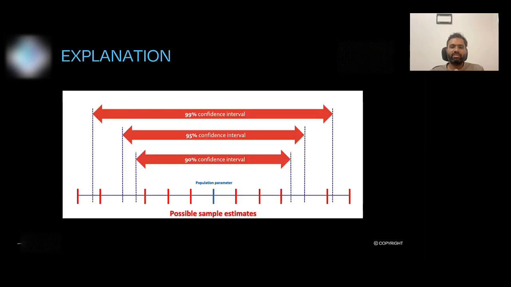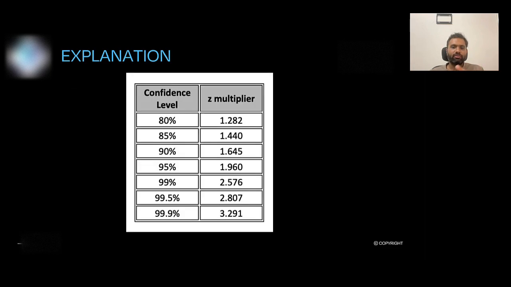So you can visualize the confidence interval like this. According to the various levels of confidence, various Z multipliers are also given. Z is nothing but the standard normal random variable, with 0 mean and 1 variance. That is the Z.